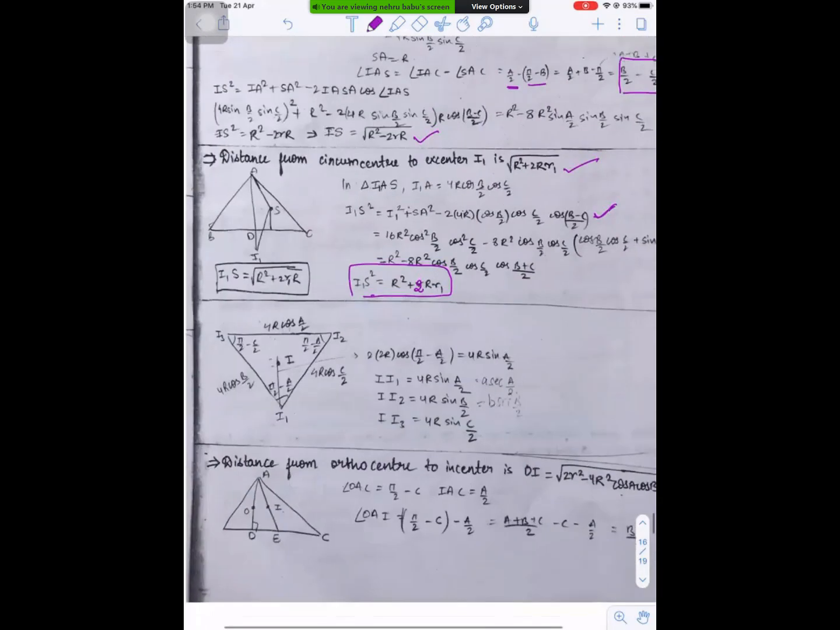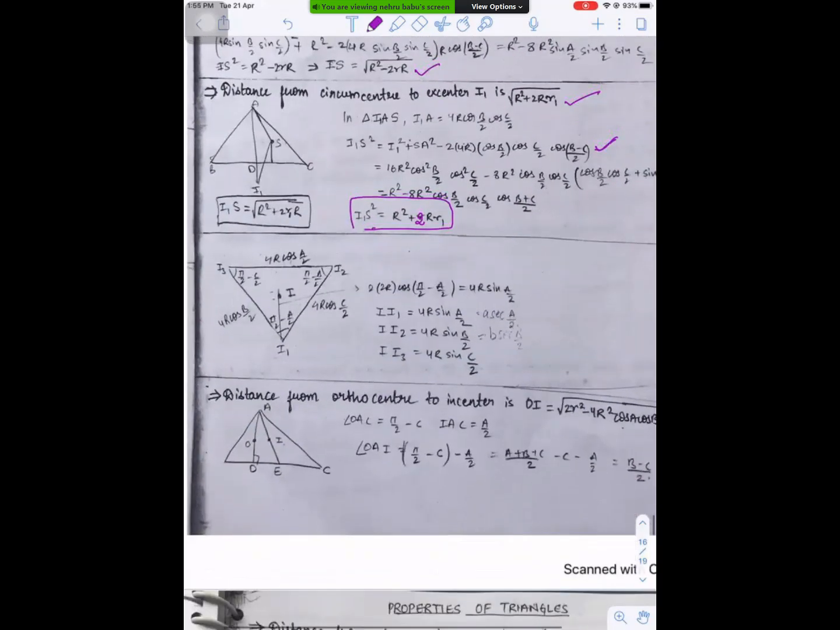And in the last class we discussed this point. If we take the triangle I1 I2 I3, it is the excentric triangle, so its sides are 4R cos A by 2, 4R cos B by 2, 4R cos C by 2. And I is the orthocenter of this triangle. So if you find I I1, you will get 4R sin A by 2, since 2 into 2R into cos of 90 minus A by 2 is exactly equal to 4R sin A by 2. Similarly, you get I I2 and I I3 also.